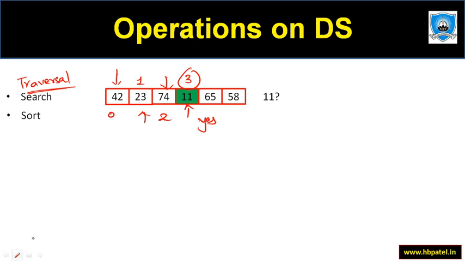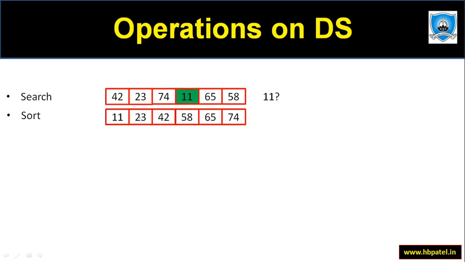The second operation that we perform on data structure is sorting. For example, this element, so I'll be sorting, like this in ascending order. Alright, so 11 is the smallest one, then 74 is in. So the second operation that you do on any data structure is sorting.